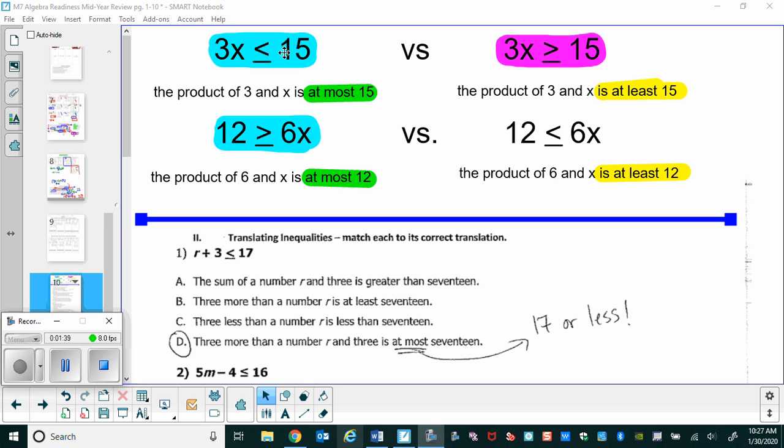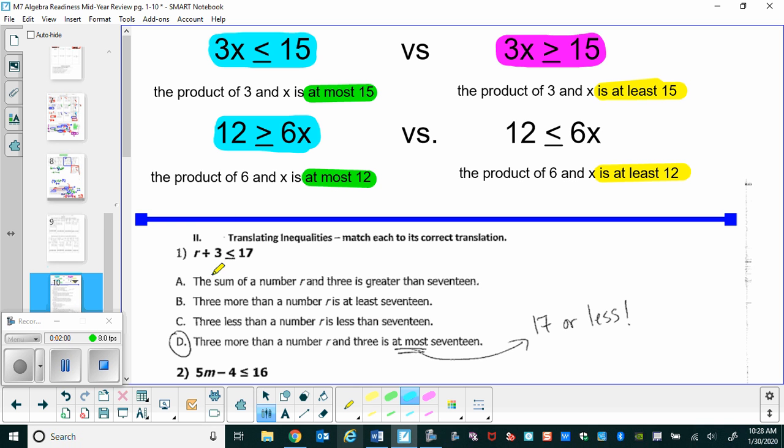So I just wanted to review here that when you see that the variable is on the less than or equal to side, that means this number is a maximum. So 3x is at most 15. But right here, 3x is at least 15 because it could be more than or equal to. All right, let's see it in action down here.